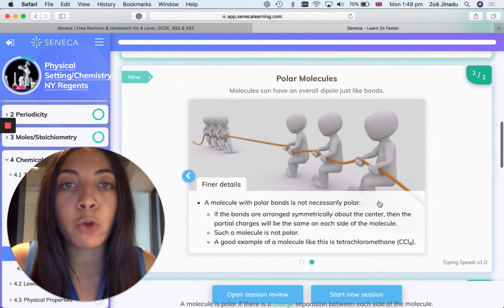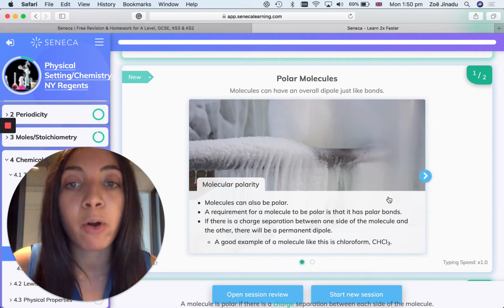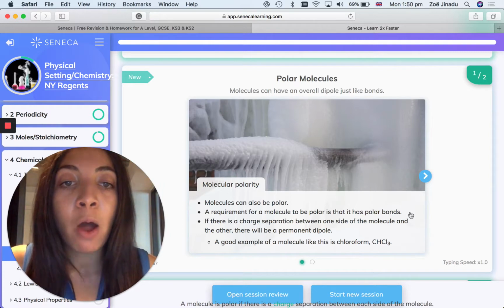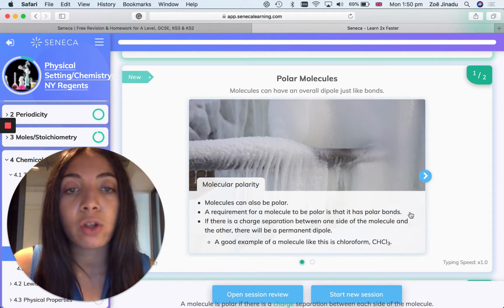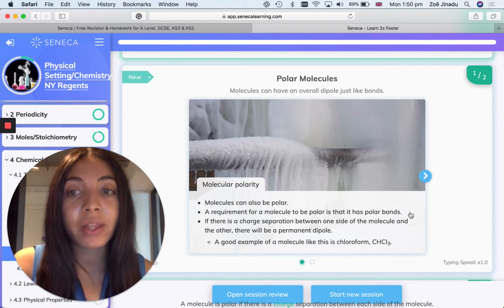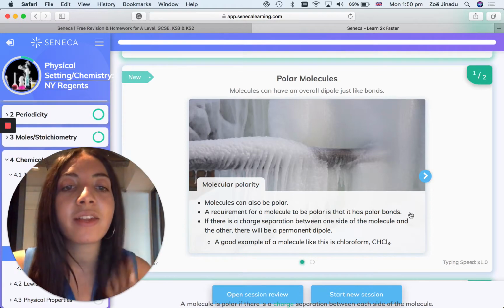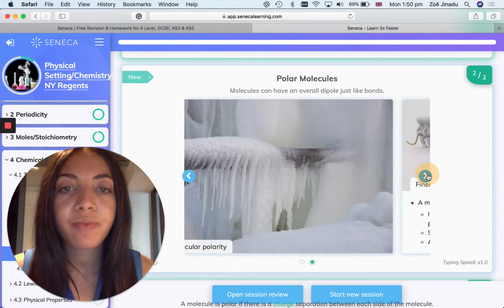Okay, moving on to polar molecules. Molecules can have an overall dipole just like bonds. A requirement for a molecule to be polar is that it has polar bonds. If there is a charge separation between one side of the molecule and the other, there will be a permanent dipole. A good example of a molecule like this is chloroform, which has the formula CHCl3.